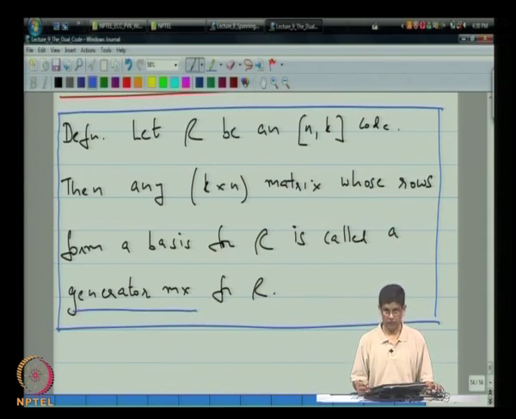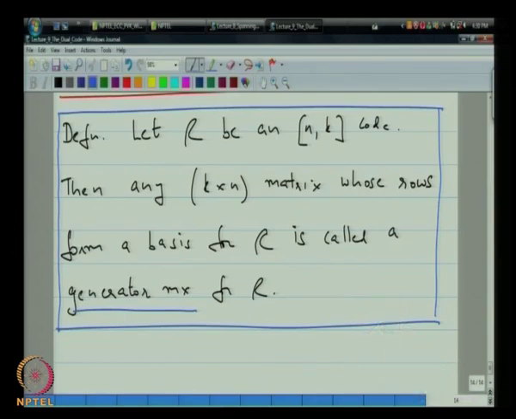Now, an obvious comment, because remember when we were talking about a basis, I mentioned to you that given a vector space, a basis for the vector space is not unique, you can have several, and it follows therefore that given a linear code, there could be several bases, several generator matrices for the code.